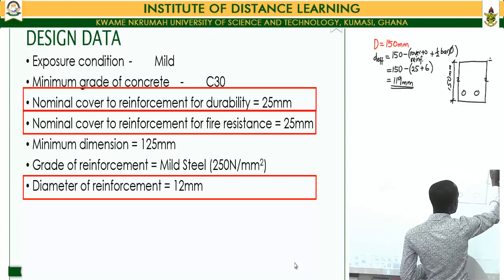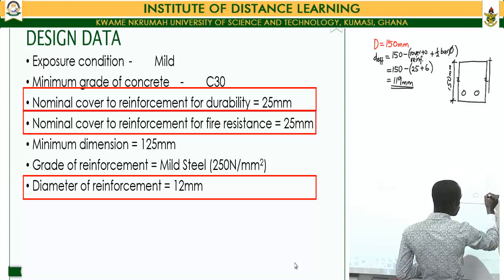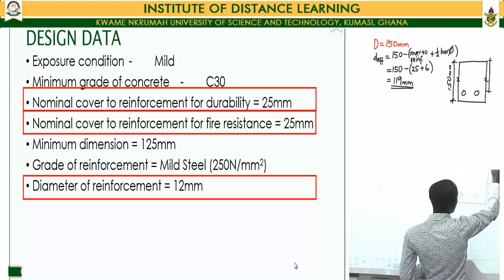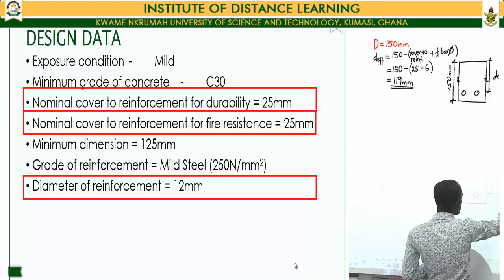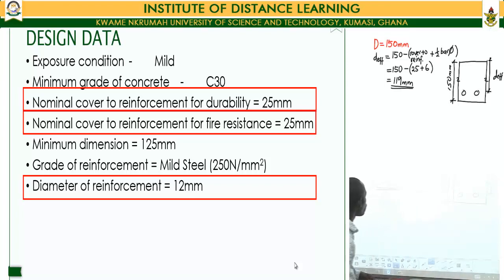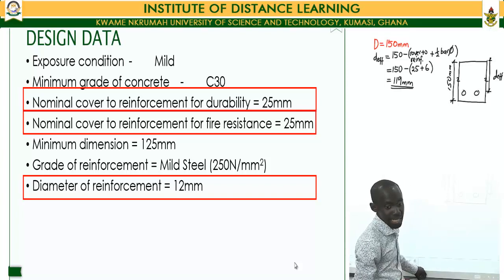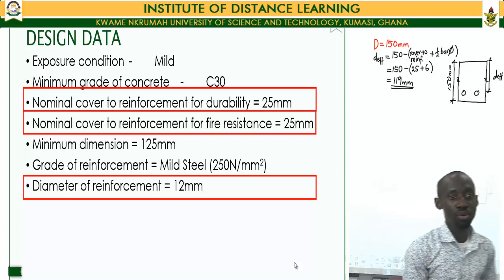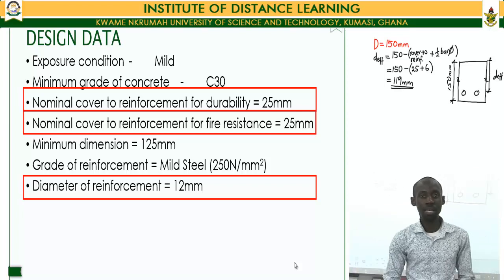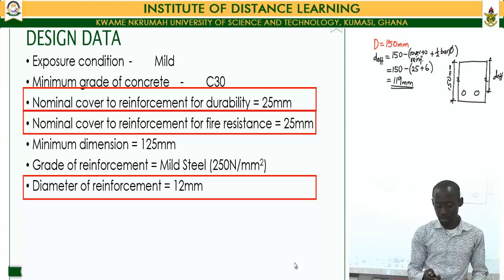And our depth to the center of our reinforcement, which is our d effective, would have a value of 119 millimeters. So then at this point, we have finished with our initial dimensioning of our beam, which is the second step after setting out our design parameters.